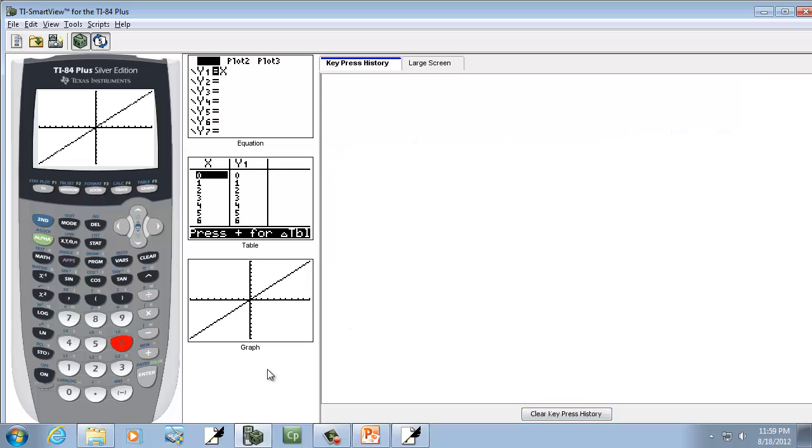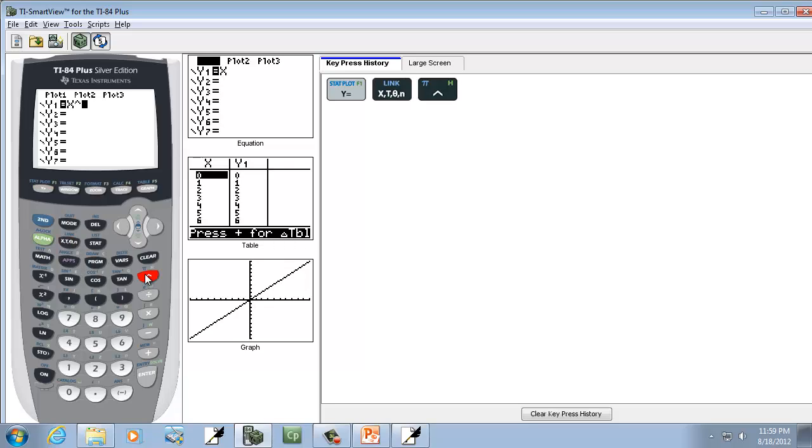This has nothing to do with fixing errors, but the new TI-84s have a slightly different operating system on them, and I do want to mention it. If I go to y equals, and see I got x there. If I do a caret 3, this is what most people in the class will see. This is the old style, where it puts the caret like that.